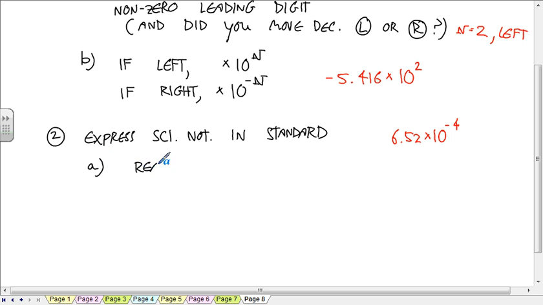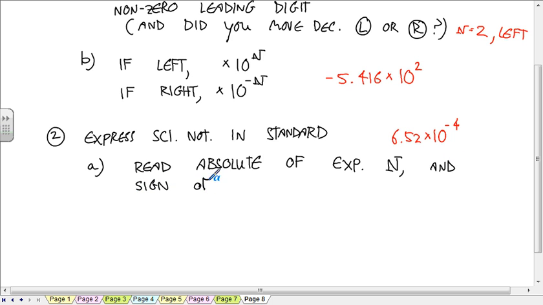So read the absolute value of the exponent n, and the sign of the exponent. Okay, so in this example, n is equal to 4, and the sign is negative. Okay.